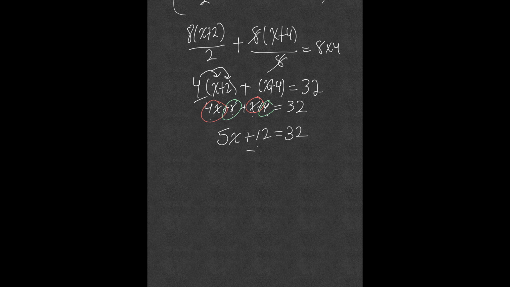I'm going to subtract 12. Again, I want to get x by itself. So subtract 12 on both sides. These cancel out. I'm left with 5x on the left. And on the right side, I have 32 minus 12, which is 20. Okay, last step is to get x by itself. I'm going to divide by 5 on both sides. 5's cancel out. On the left, I'm left with x. And then 20 divided by 5 is going to give me 4.